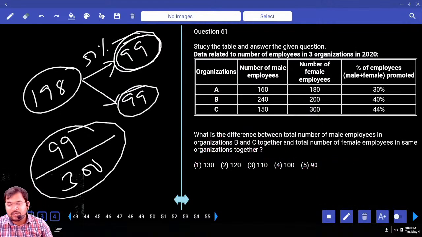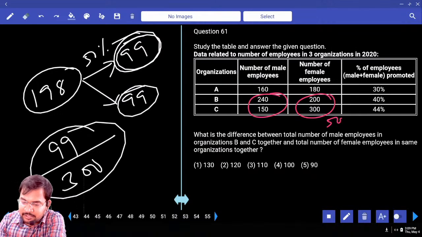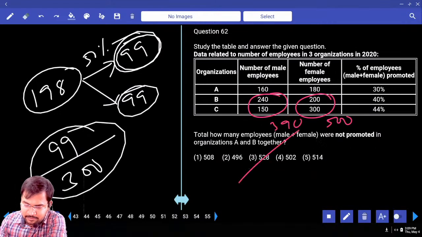What is the difference between the total number of male employees in organizations B and C together and the total number of female employees in the same organizations together? BC male is 500, BC female is 390. The difference is 110. Someone said 100.